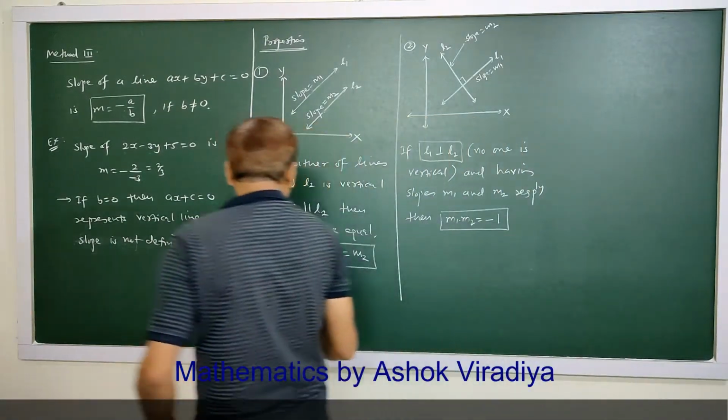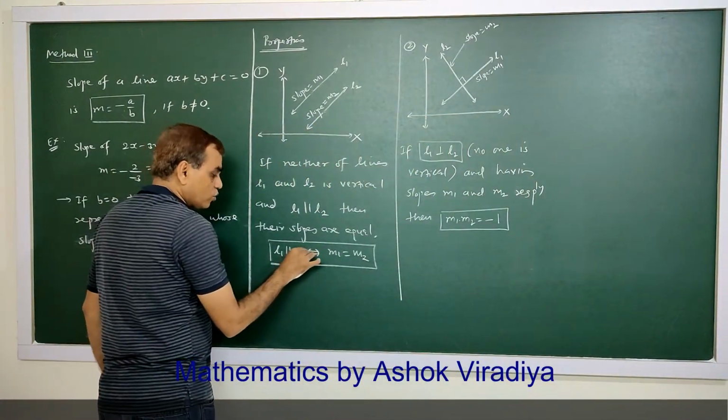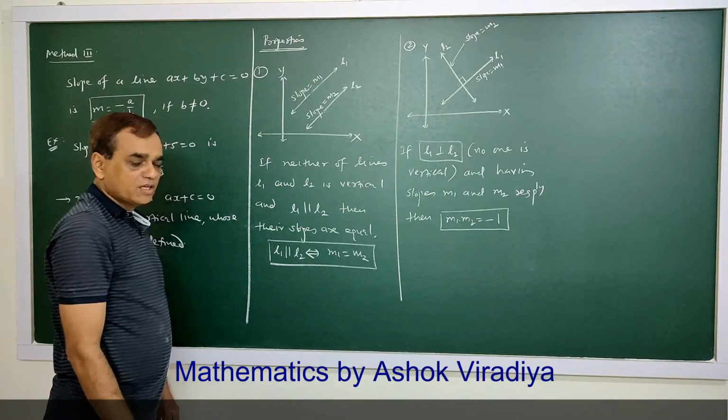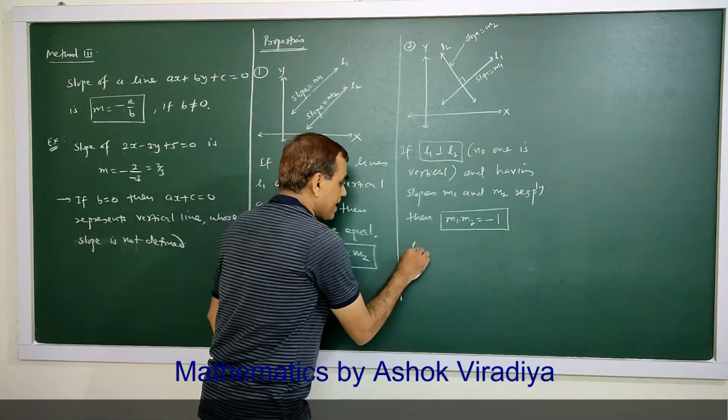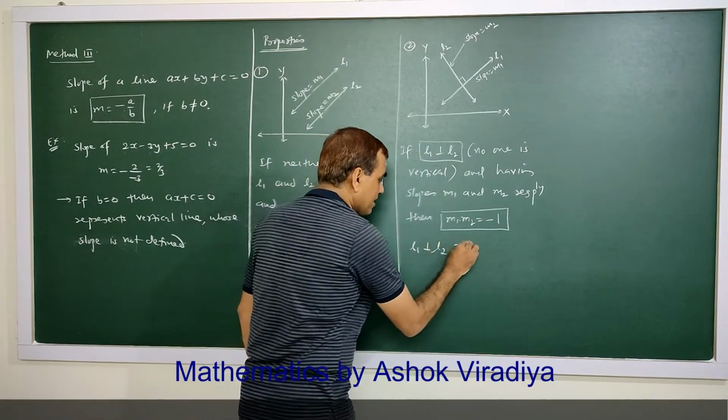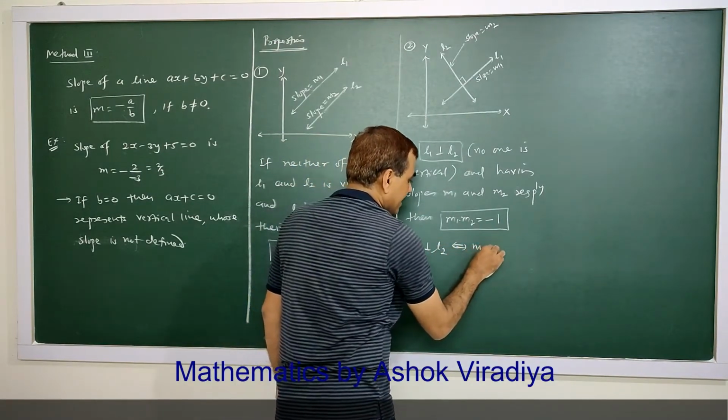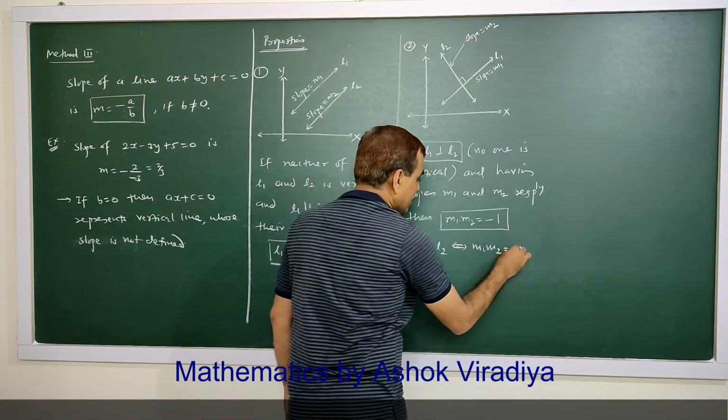Here, these statements are true bidirectionally. The converse is also true. So L1 is perpendicular to L2 if and only if M1 into M2 is -1.